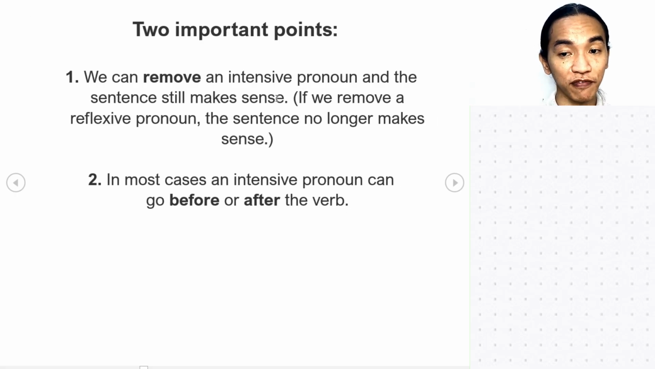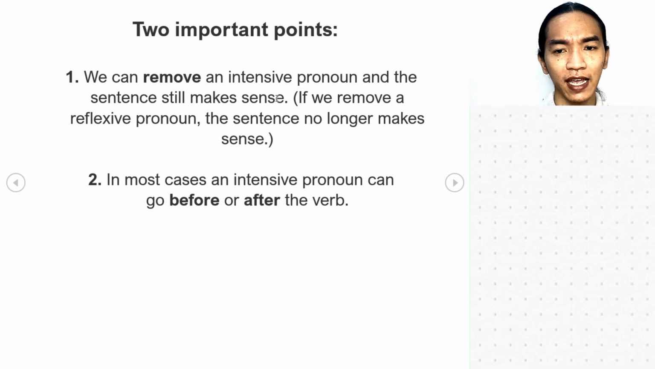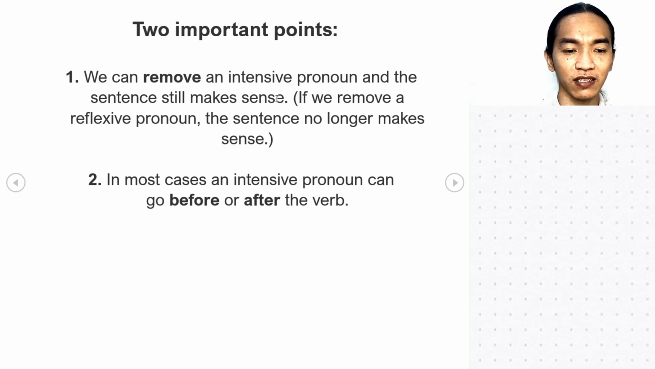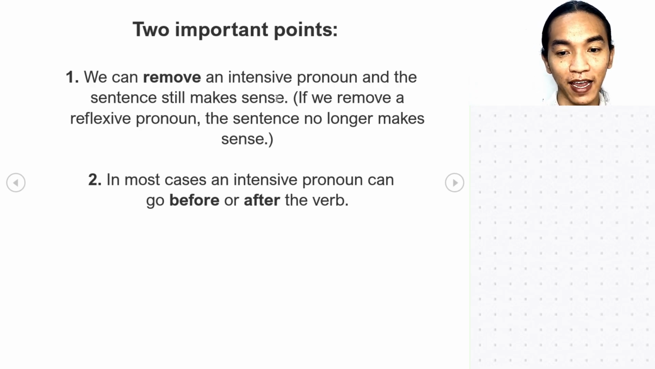We can remove an intensive pronoun and the sentence will still make sense. If we remove a reflexive pronoun, the sentence no longer makes sense. Remember that. So if you want to differentiate intensive from reflexive, remove the pronoun: if the sentence still makes sense, it is intensive. The second point is that in most cases, an intensive pronoun can go before or after a verb.